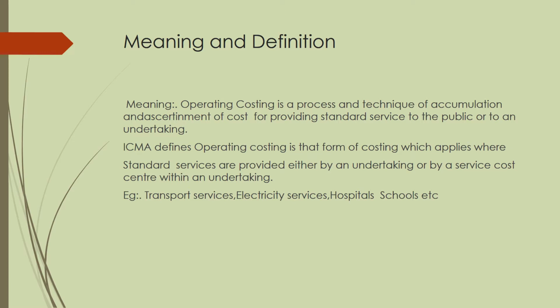Let us consider the examples: transport services, electricity services, hospitals, schools, etc. From this we can understand that operating costing is a particular method of costing which can be adopted by undertakings that provide operating services. Here they use this method of costing to ascertain their cost per unit according to their nature of business. So it is applicable to transport services, electricity services, hospitals, schools.